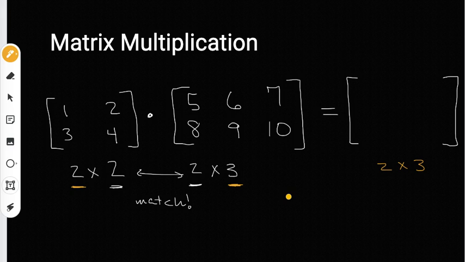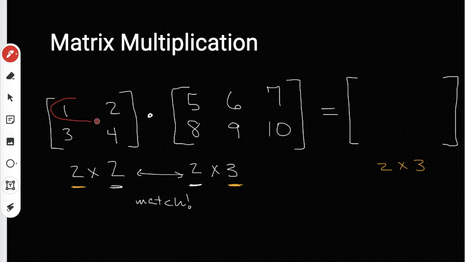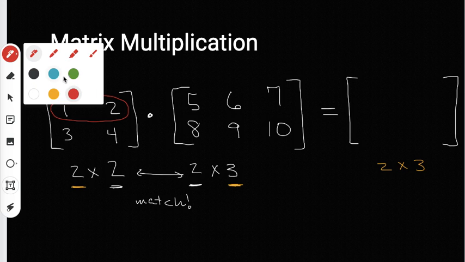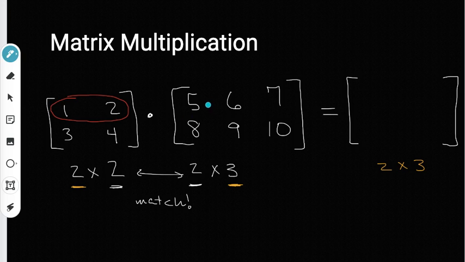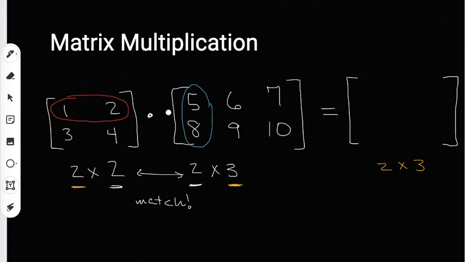So what I'm going to do first is circle the first row in red, and then I'm going to circle the first column in blue. So I'm going to circle this column. And I'm going to multiply the first row by the first column. So I have 1 times 5. Those are the first numbers, 1 and 5. So I'm going to have 1 times 5 plus 2 times 8. Those are my second numbers. So I'm going to multiply 2 times 8.